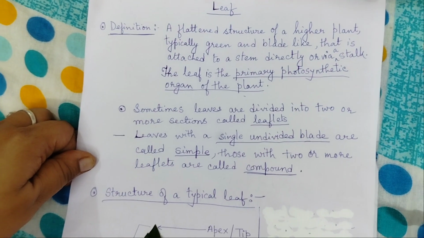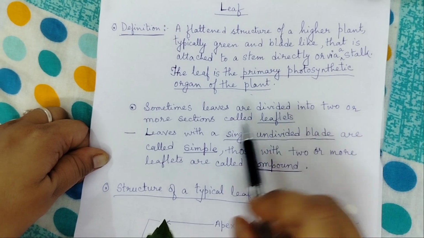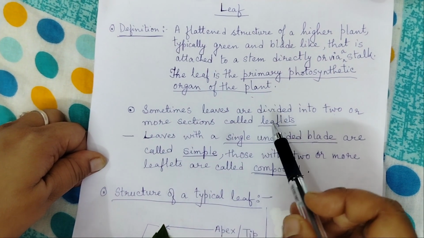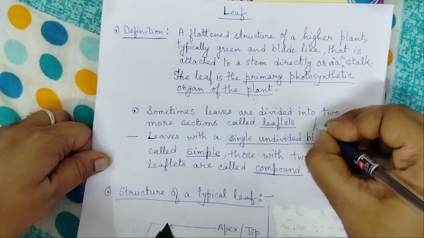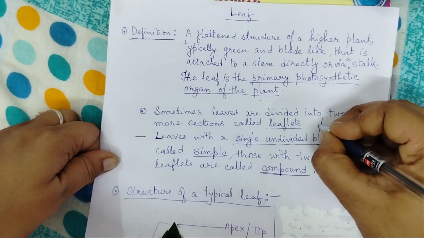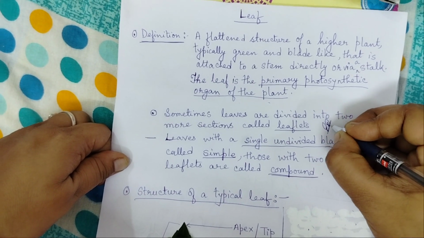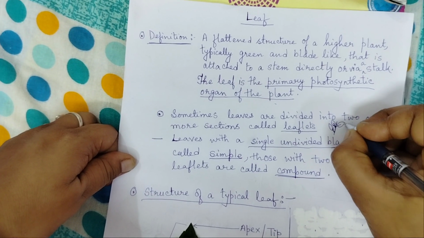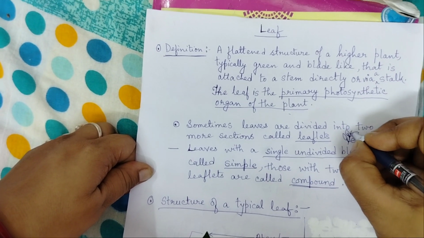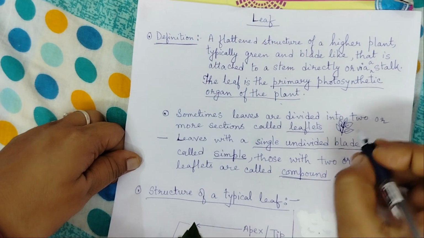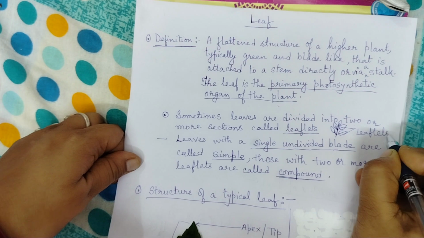Next, know, sometimes leaves are divided into two or more sections. These are called leaflets. What are leaflets? Suppose here a leaf is divided into so many sections. These are known as leaflets. The small leaves are known as leaflets.